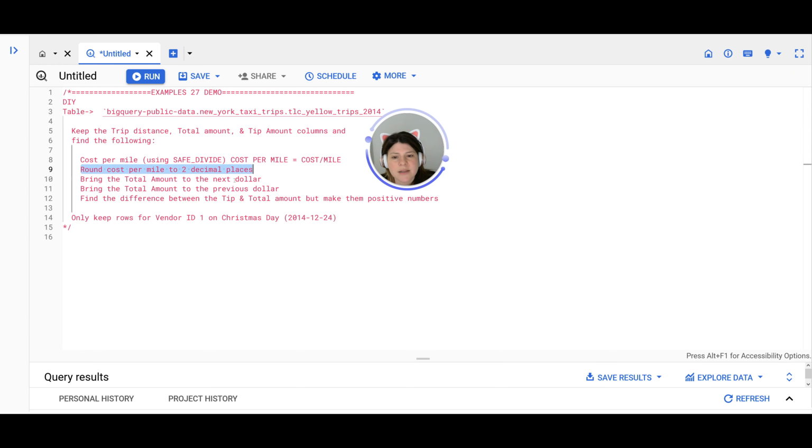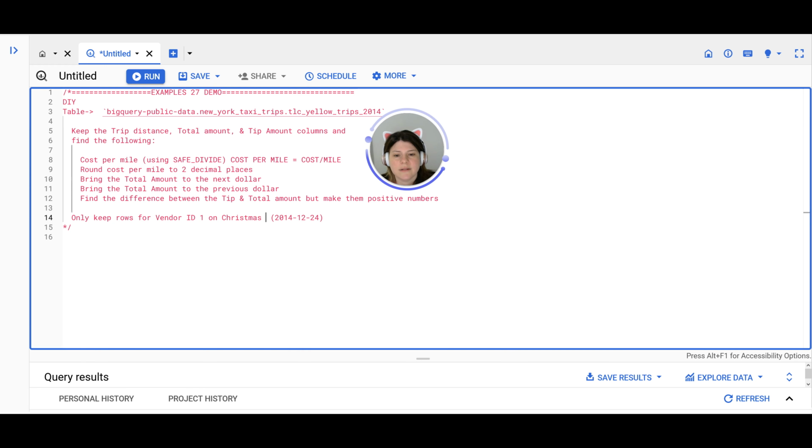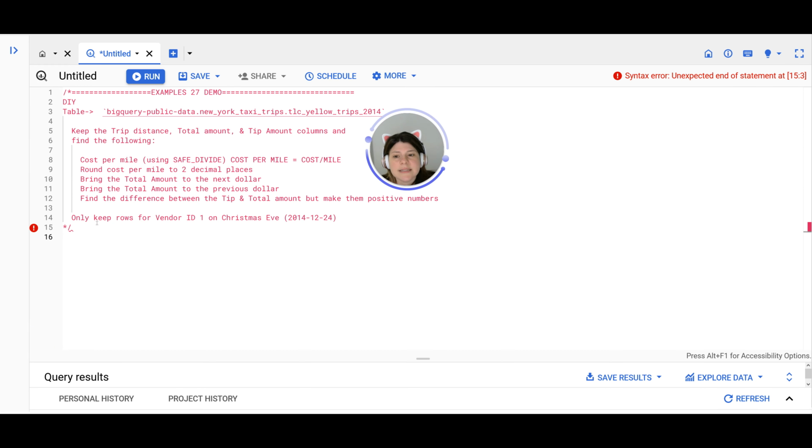Next, we'll practice some rounding, going to 2 decimal places. We're going to bring the total amount to the next dollar, bring the total amount to the previous dollar, and last, we'll find the difference between the tip and total amount, but make them always be positive numbers. We're going to filter our data for rows for vendor ID 1 on Christmas Eve. So let's get started just pulling in our columns and then filtering our rows. And then we'll get to the new stuff, which is all of this math.